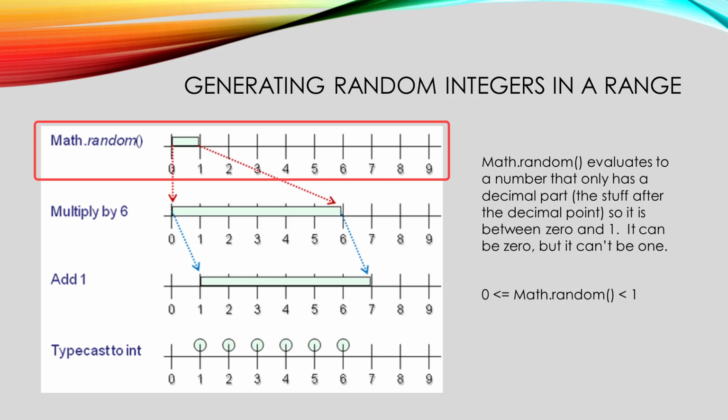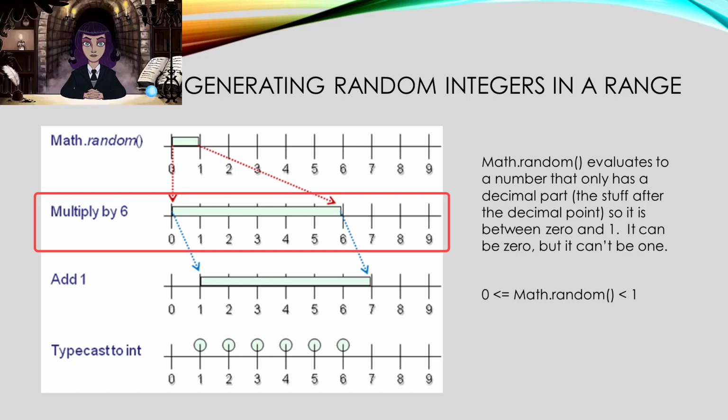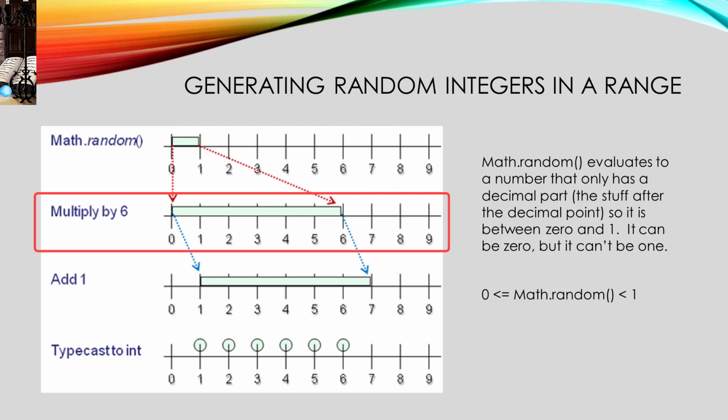In order to get a bigger range of numbers, we multiply the value Math.random gives us by the number of values in our desired range. If we suppose we're simulating the roll of a die, we want to randomly generate an integer between 1 and 6. That is 6 possible values, so we multiply by 6. If Math.random gave us something close to 0, after multiplying, we'd still have something close to 0. But if Math.random gave us something close to 1, after multiplying, we'd have a value close to 6.